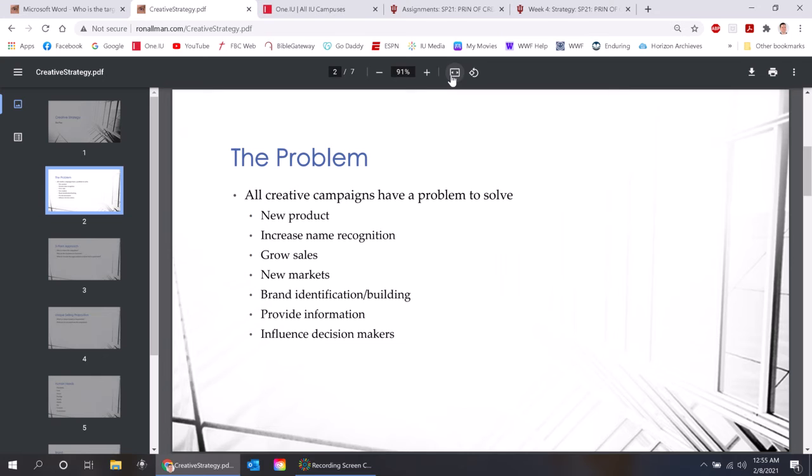First part of coming up with a strategy is defining the problem that you have. All creative campaigns have a problem to solve. For example, the client may have a new product. No one knows about it, so you need to get some name recognition in there. You've got to tell the customer what the product is about, what the organization is about. So you're basically doing an introduction to whoever your client is.